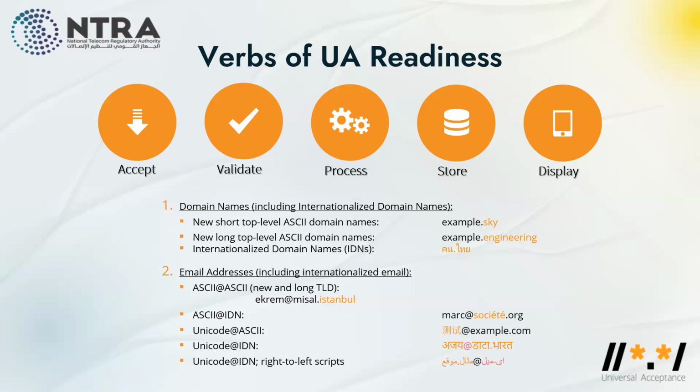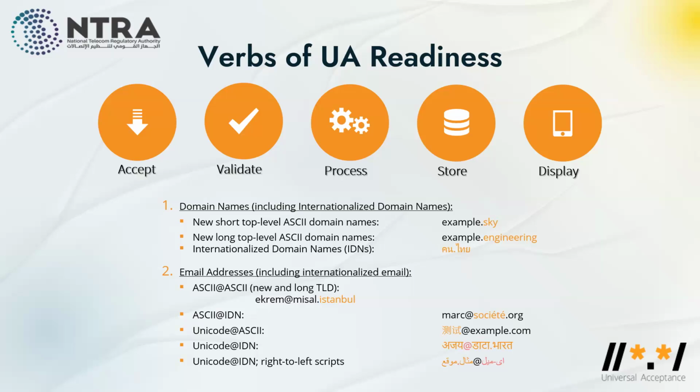Unicode at ASCII means that the mailbox itself or the account name is Unicode, like the Chinese one at example.com. Unicode at IDN means that the mailbox or account name is Unicode, and the domain name is internationalized, or has at least one character which is not considered to be ASCII.